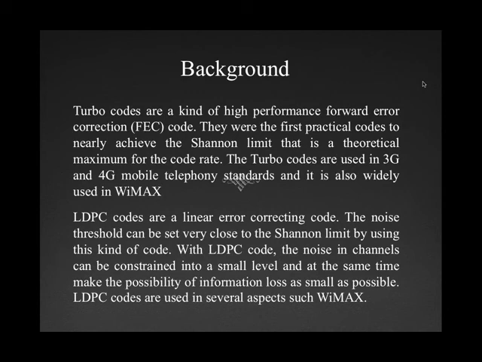The same as Turbo code, the noise threshold can be set very close to the channel limit. With the LDPC code, the noise in the channel can be constrained to a small level and at the same time make the possibility of information loss as small as possible. LDPC codes are used in several aspects, such as WiMAX.